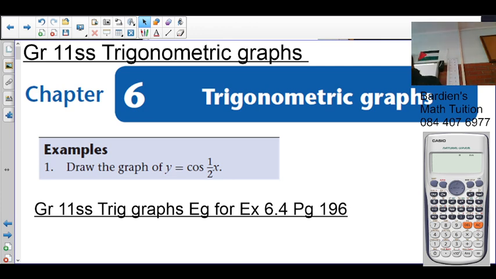At this point you guys have done it already. Then it goes into changing period, which is your grade 11 work, and you have covered it as well. So now we're going to look at the examples for exercise 6.4, and that's on page 193. Exercise 6.3 basically deals with the change in period as well as the change in amplitude. As we indicated, you guys have finished that already.